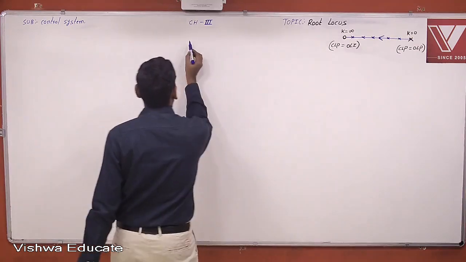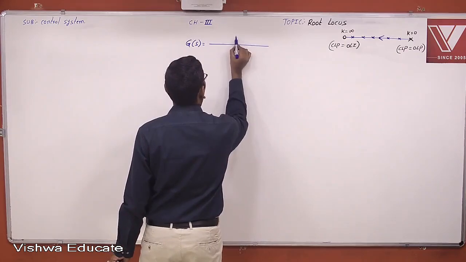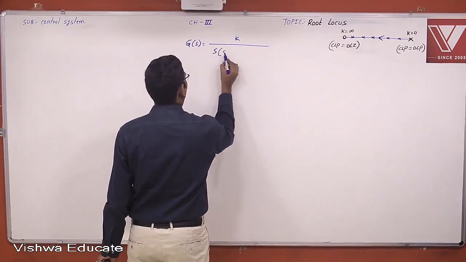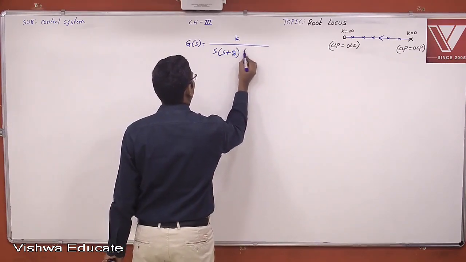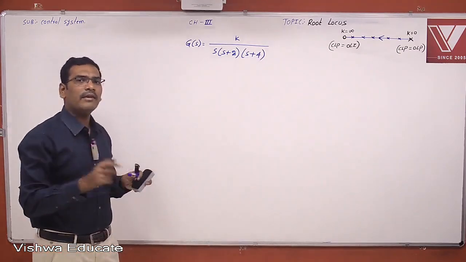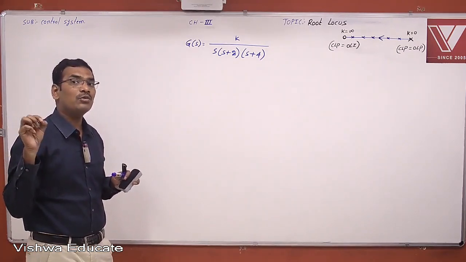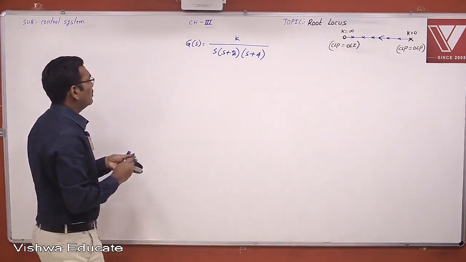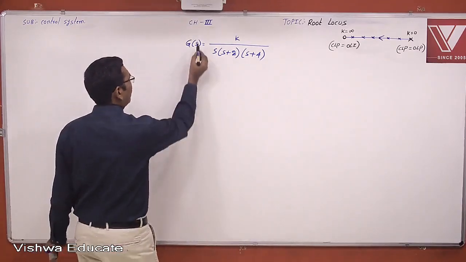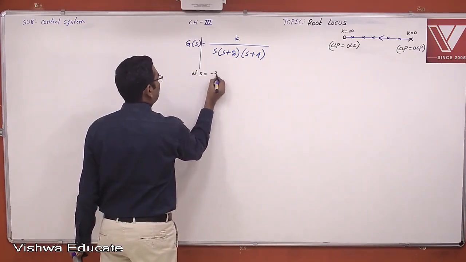Transfer function. What is the open loop transfer function he is giving? K by S into S plus 2 into S plus 4. He is giving the open loop transfer function and asking whether this particular point lies on the root locus branches or not. Now he is asking about the second point, S equal to minus 3.